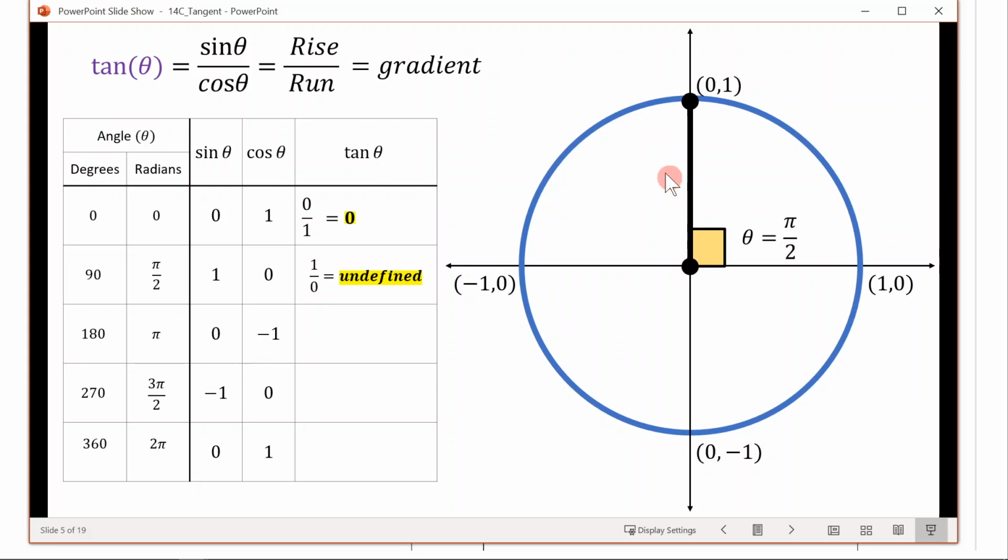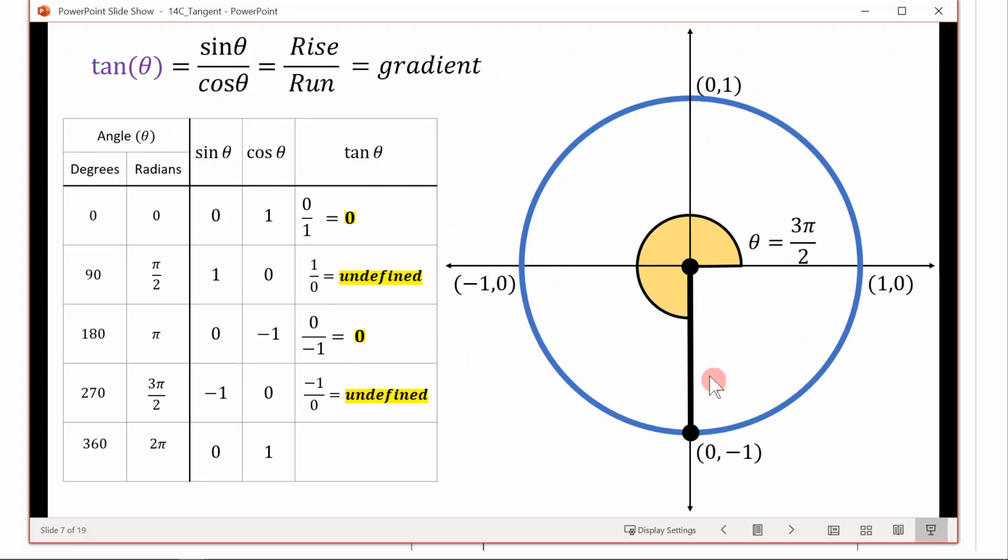And now we can just continue this around. So for pi, it's going to be 0 over -1, which is 0. And then for the next one, it's going to be -1 over 0, which is going to be undefined. And then finally, we come full circle around. So this is now 2 pi. It's going to be 0 over 1 again, which is 0. So hopefully you filled those out, and you just have a good understanding of what tan is. Tan is sine over cos, and it can also be thought of as the gradient.